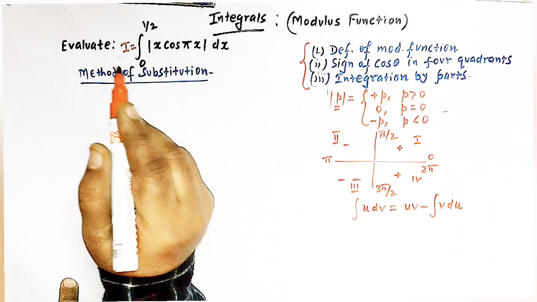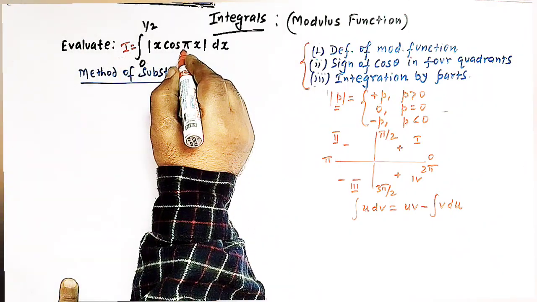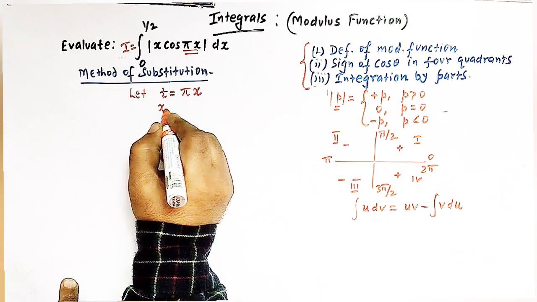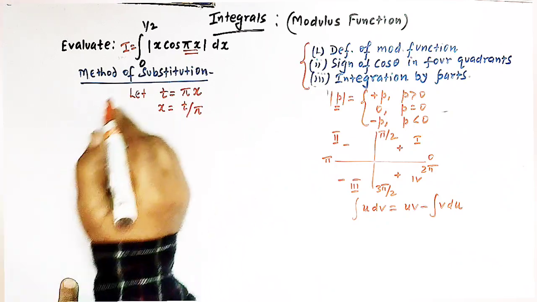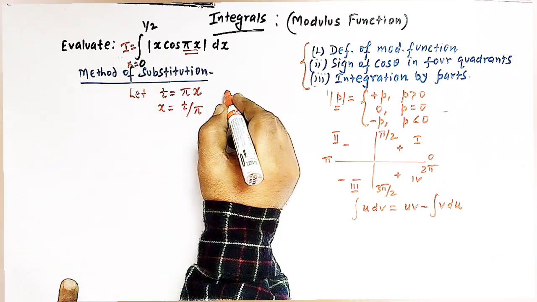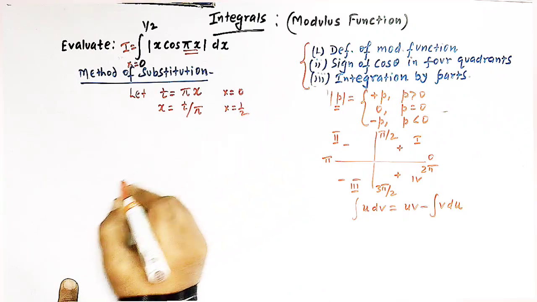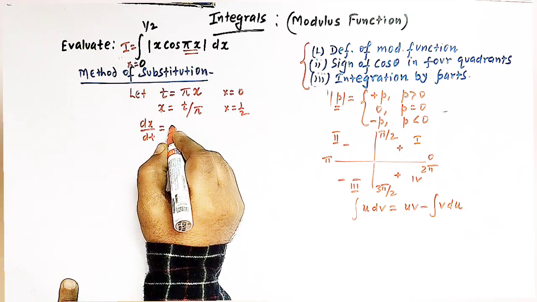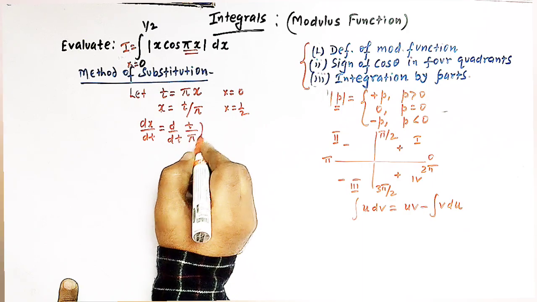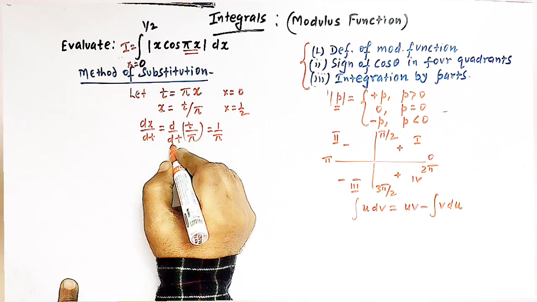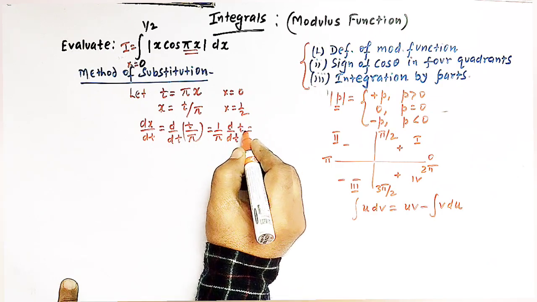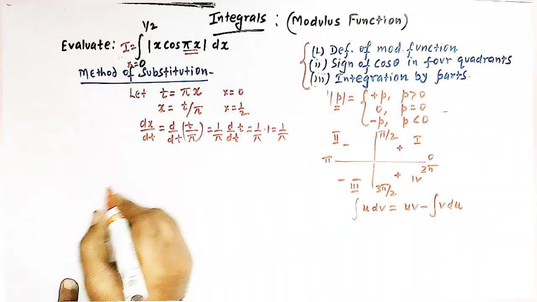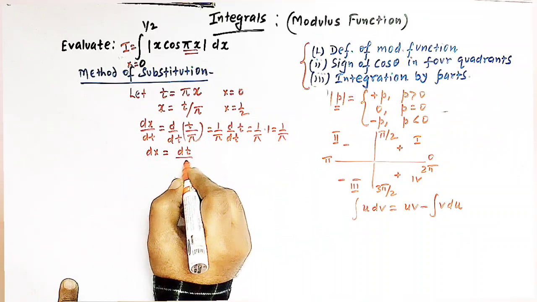Okay, so now let us first apply the method of substitution. So here we have cos pi x. So let us first take t is equal to pi x, right? So that x is equal to t over pi, right? And here we can see that the value of x varies from 0 to half, right? Okay, now let us differentiate x with respect to t. So we have dx over dt is equal to d by dt of t over pi, and we can take 1 over pi outside this operator. So we have d by dt of t, and the derivative of t with respect to t is 1. So we have 1 over pi times 1, that is 1 over pi, right? So now we can write dx is equal to dt over pi.